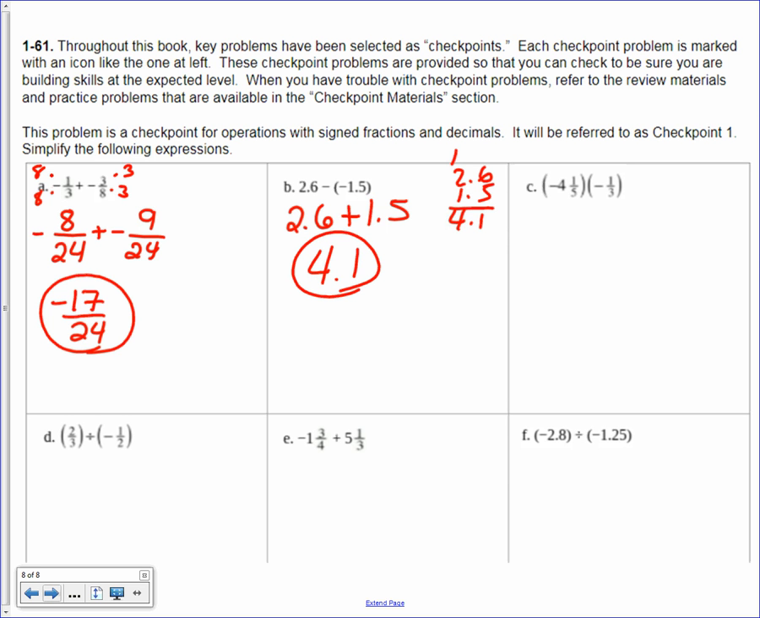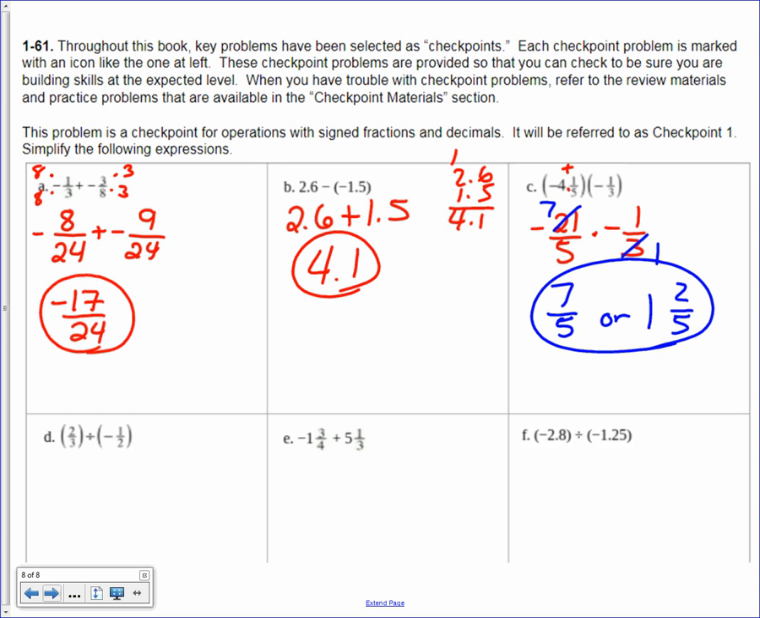I'm multiplying, so in order to multiply fractions, I have to make an improper fraction. So I get 4 times 5 is 20 plus 1. It's going to be a negative 21 over 5 times a negative 1 over 3. So I can multiply across and then simplify, or I can simplify first. I know 3 goes into 21 7 times. So then I multiply across, I get a positive 7 over 5, or 1 2/5.